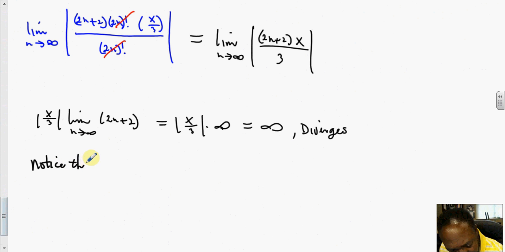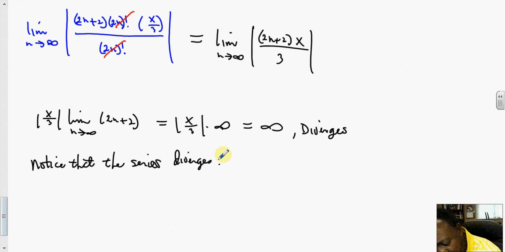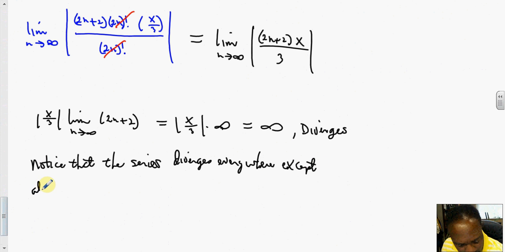Notice that the series diverges everywhere except at its center.